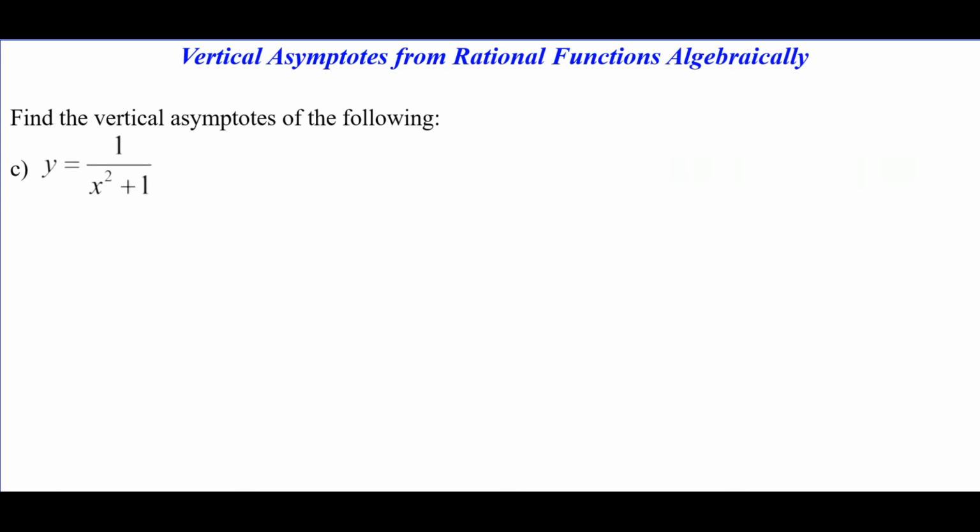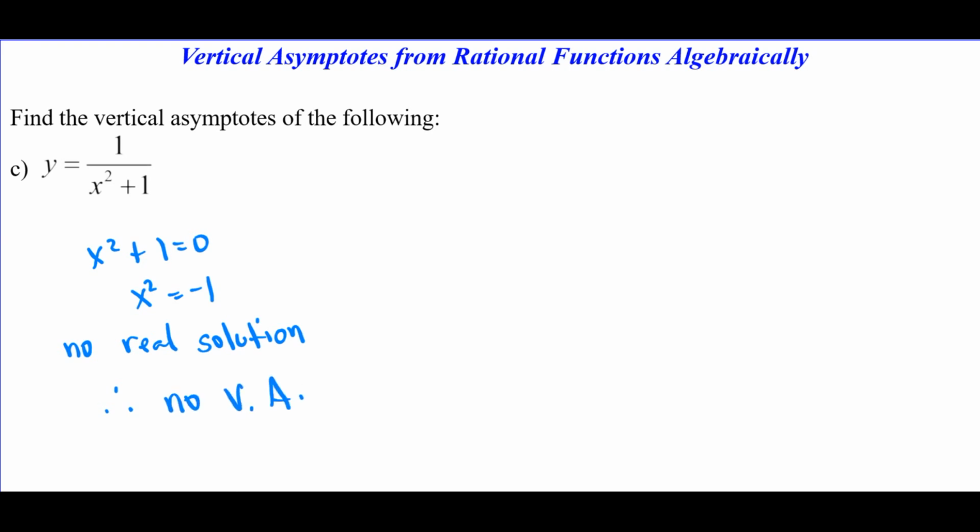All right, we've got one more example. Here we have 1 over x squared plus 1. I'm going to take that denominator and set it equal to 0. x squared plus 1 equals 0, so I get x squared equals -1. Remember, when we solve that, we're going to get imaginary numbers. So all I need to know here is that there is no real solution. Asymptotes have to be real numbers, so no real solution. Therefore, this graph has no vertical asymptotes.